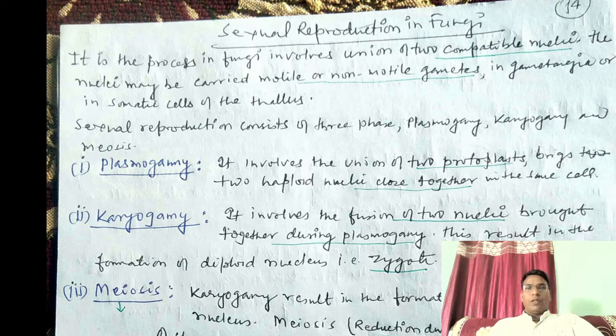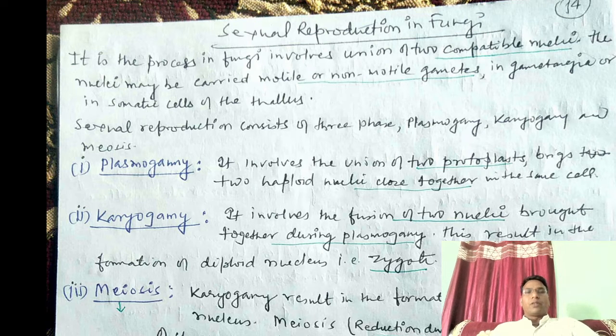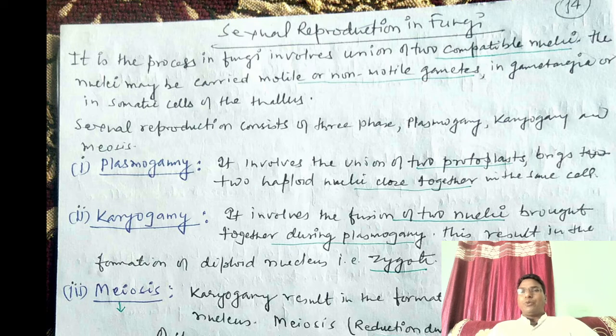Today I am going to discuss sexual reproduction in fungi. Sexual reproduction is the process in fungi that involves the union of two compatible nuclei. The nuclei may be carried by motile or non-motile gametes, in gametangia, or in somatic cells of a thallus. Now, sexual reproduction consists of three phases: plasmogamy, karyogamy, and meiosis.